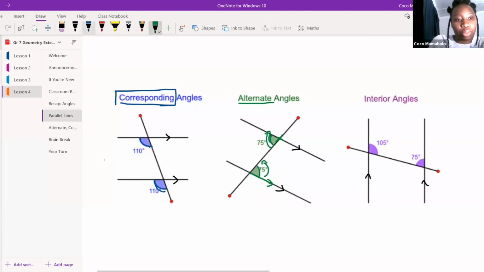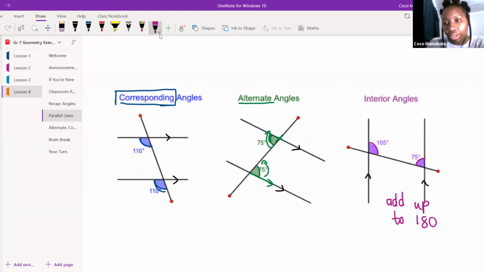Okay, and for the last one, this one is called co-interior. The co-interior angles are this angle over here and this angle over here. But when we add these two, they add up to 180 degrees. Like you'll see here, I've got 105 degrees plus 75 degrees, and that equals 180 degrees. Oh, and these are called co-interior. I don't know why they just wrote interior. This is called co-interior angles.